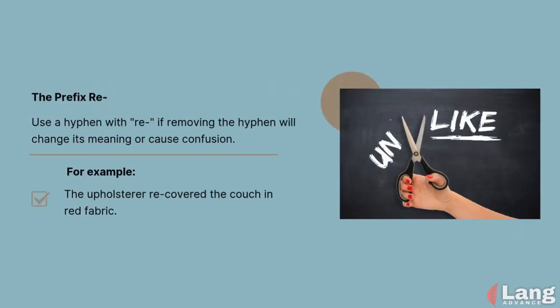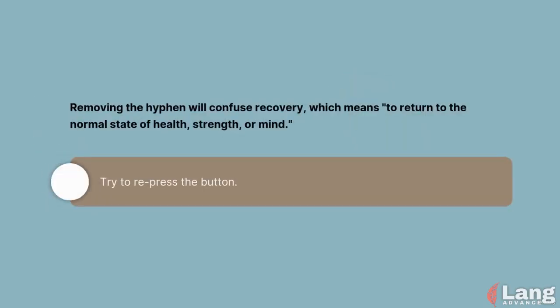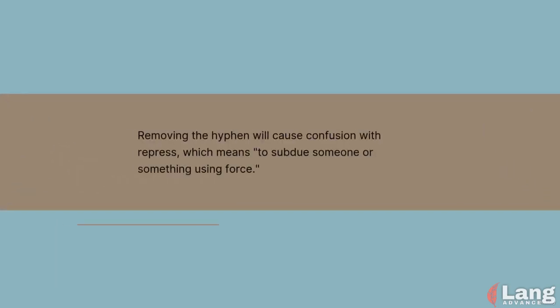The prefix re. Use a hyphen with re if removing the hyphen will change its meaning or cause confusion. For example, the upholsterer re-covered the couch in the red fabric. Removing the hyphen will confuse it with recover, which means to return to the normal state of health, strength, or mind. Try to re-press the button. Removing the hyphen will cause confusion with repress, which means to subdue someone or something using force.